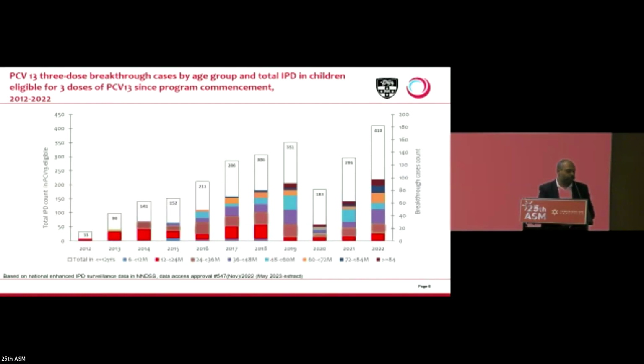So in 2019, you can see that the red portion of the bar is narrower than before the schedule change prior to 2018. And in 2022, you can see that the green and the red bars both are narrower, which means that there is better protection into the toddler years with the 2+1 schedule.